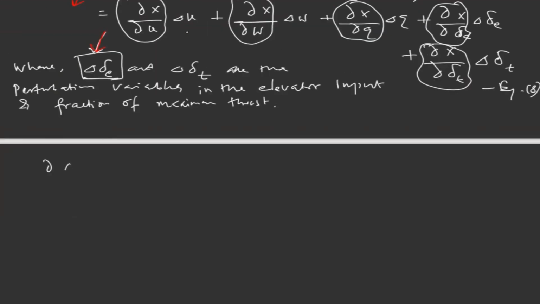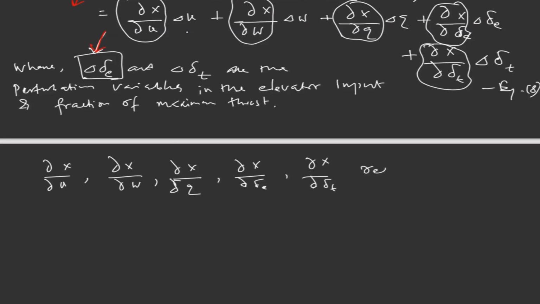Let me write further. Del x by del u, del x by del w, del x by del q, del x by del delta e, and del x by del delta t represent the stability derivatives.